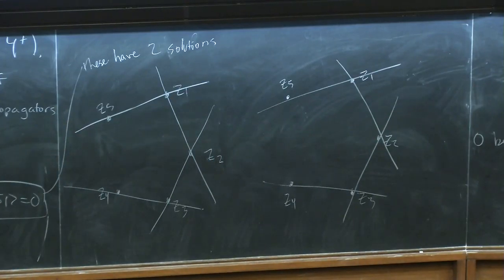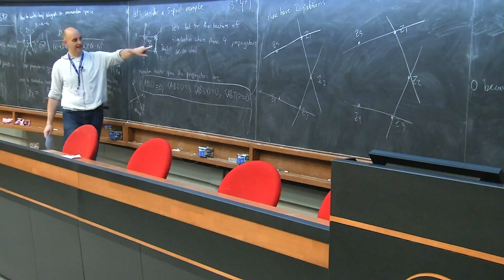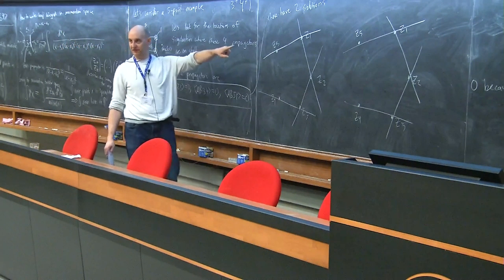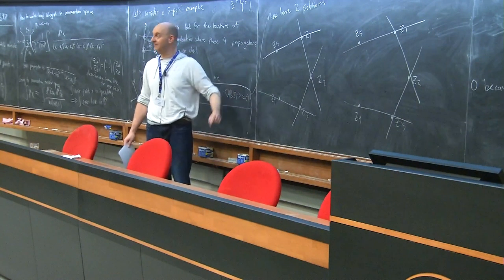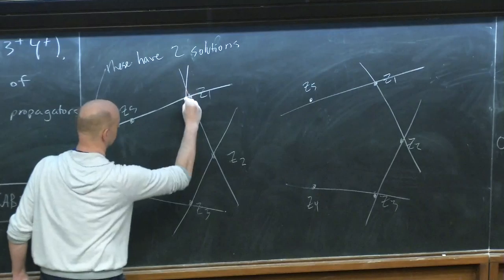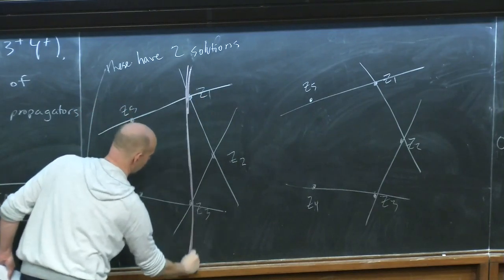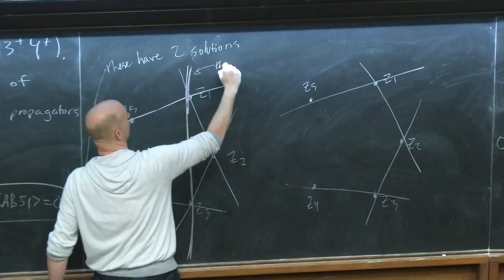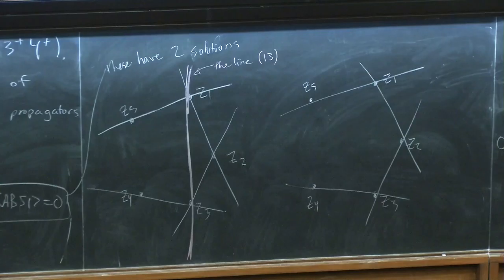Now, the problem of finding a way to put all four propagators on shell transforms in momentum twistor space into the problem of finding lines that intersect these four given lines. Well, here's an easy solution. The line 1 3 clearly intersects those four other lines. So that's one of my solutions.